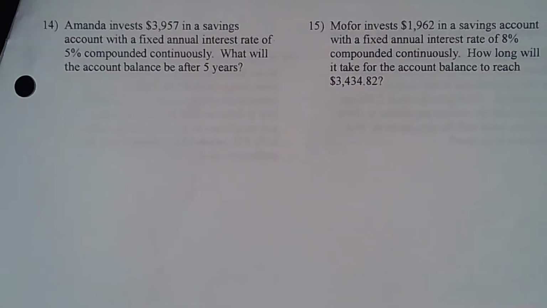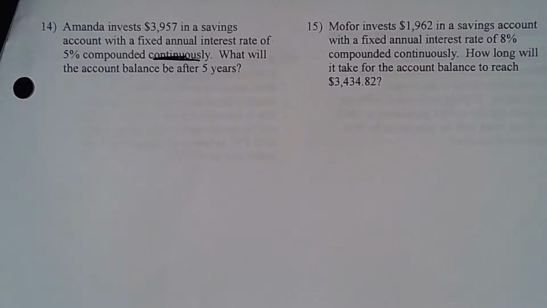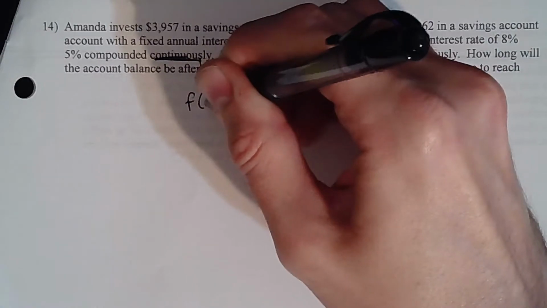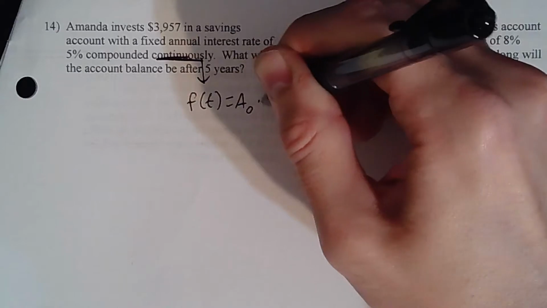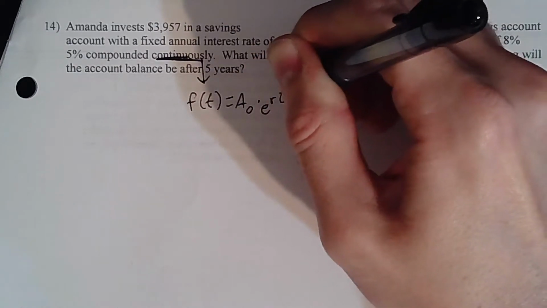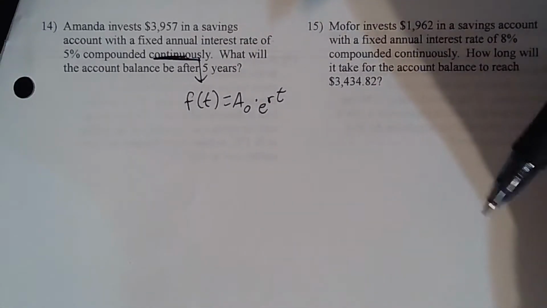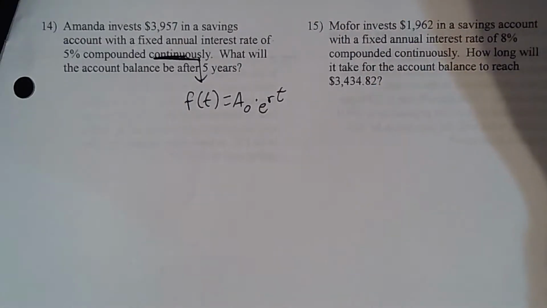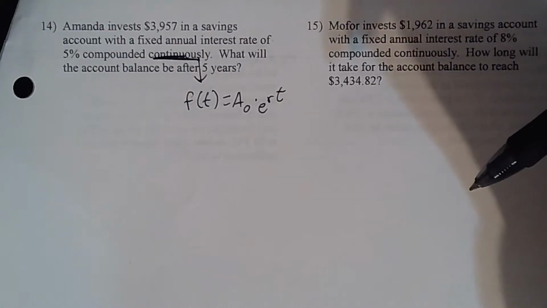Anyways, what makes this section of the packet different than the previous section is this word right here, continuously. Whenever you see that word, continuously, it immediately means that you must be using our letter e formula. F of t equals A naught, which stands for initial value, multiplied by e to the rt. Please note some other books use a lowercase a, some other books use a k instead of an r. They all mean the same thing. And really, once we have all three of these variables, we could just plug and chug and we're done. Sometimes you need to solve for something though.